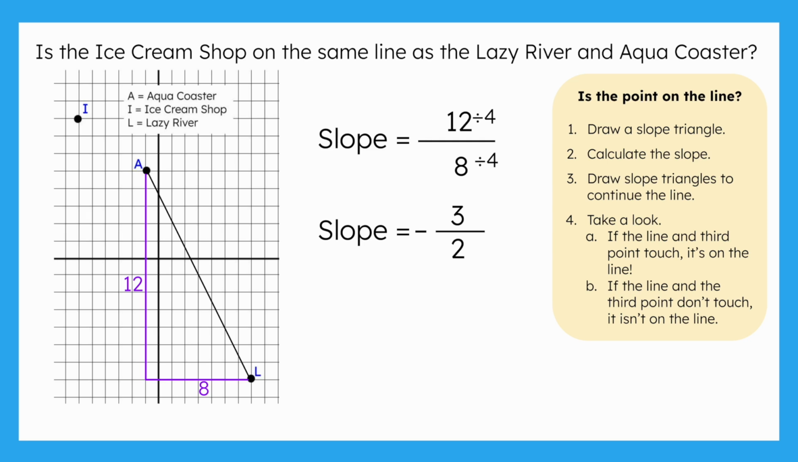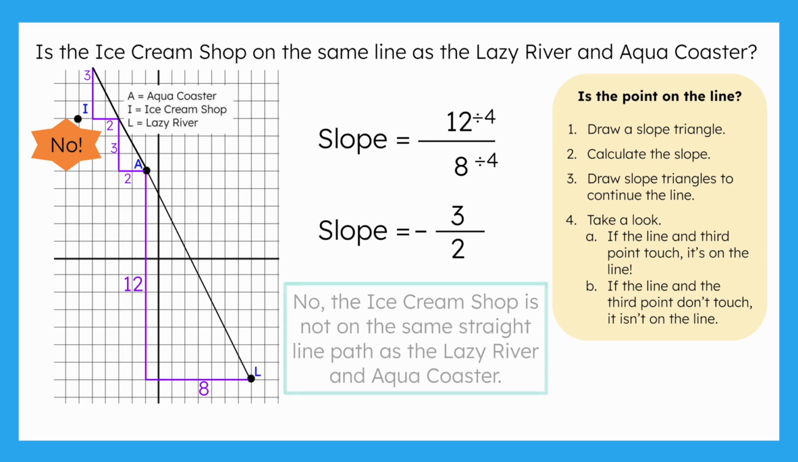So I drew another slope triangle in the same direction as the line is going, using a rise of 3 and run of 2. Not there yet. Let's do another. Oh, we passed point I. Point I is not on the same straight line as points A and L. That means the straight path that connects the Aquacoaster and Lazy River does not connect to the ice cream shop.